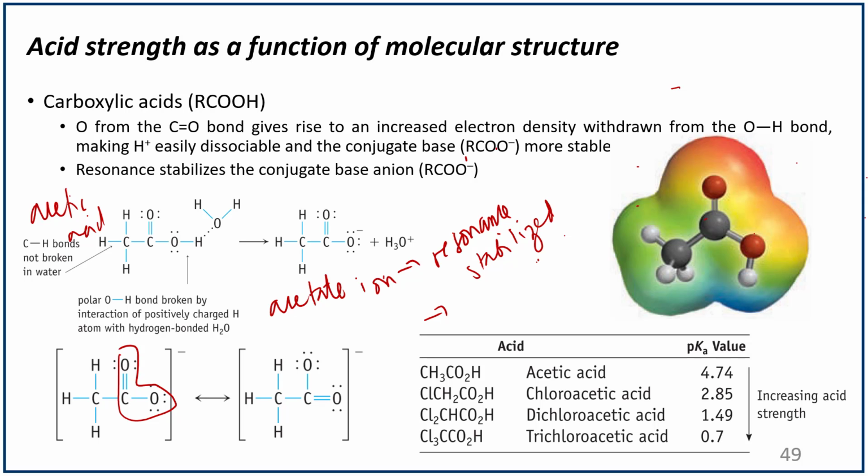Now, trends for carboxylic acids. Basically, if you introduce electron withdrawing groups to acetic acid, such as chlorine, then you increase its acid strength. Remember that for pKa values, the lower the pKa is, the more acidic a compound is, which basically translates to a higher Ka. And here, for the series, the more electron withdrawing groups that you have, the more acidic an acid is.